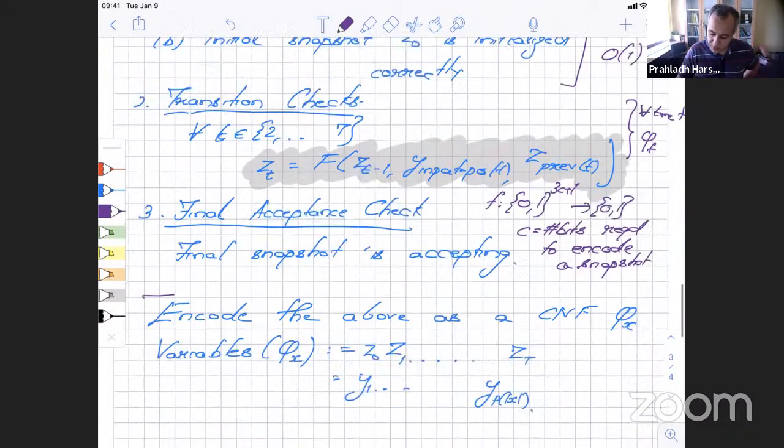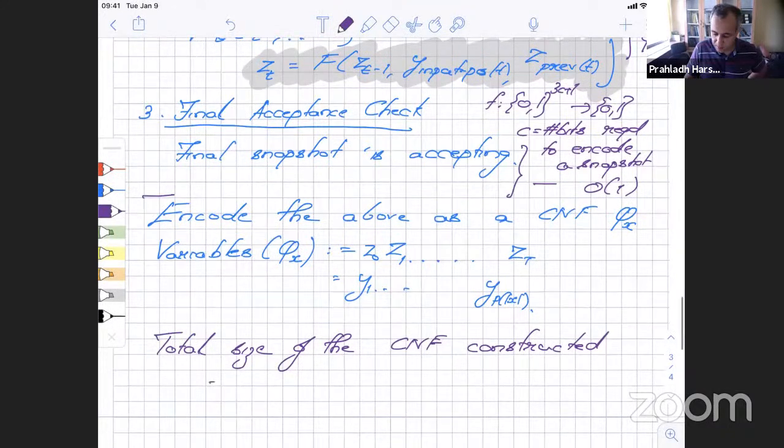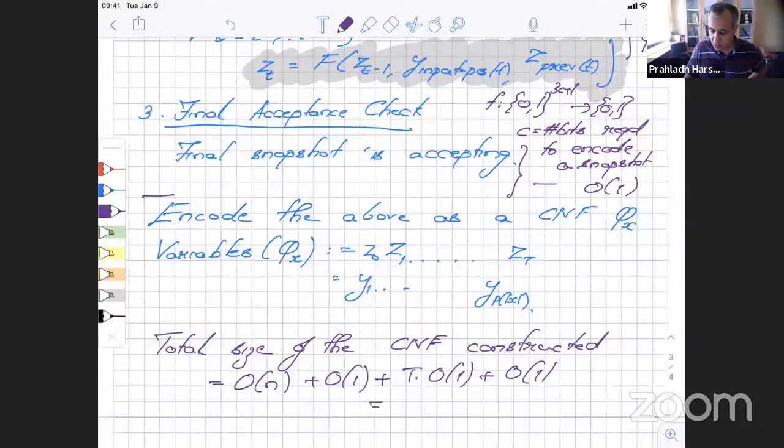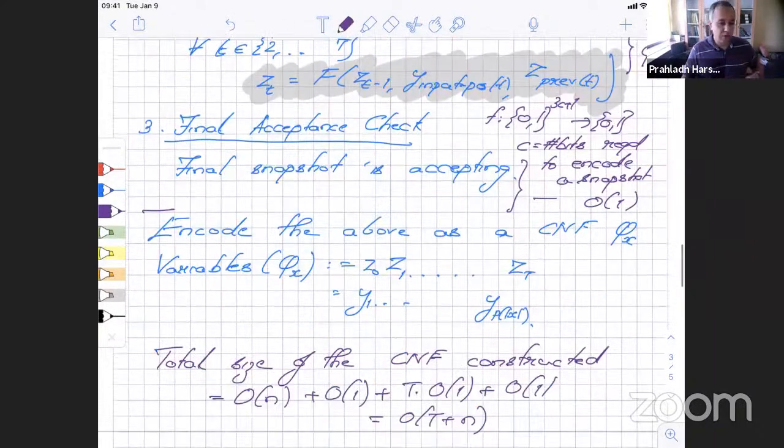And then once again, the last one is again order 1. Therefore, the total size of the CNF constructed is order n plus order 1 plus t times order 1 plus order 1. So it is something like order t plus n. Now this is the final CNF which we are going to construct.